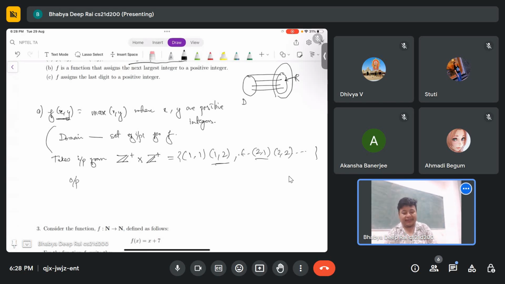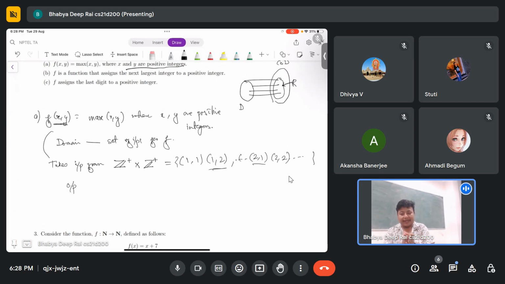Output. If the input is the maximum between x and y, the output will also be a positive integer. So if the output takes an element from the set of all positive integers, your range will be exactly that.